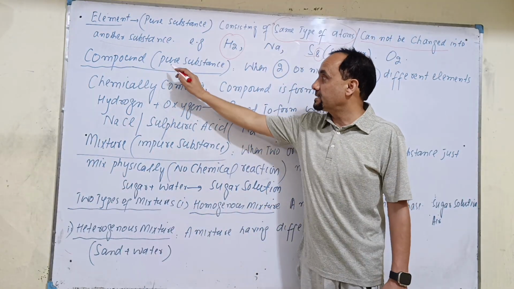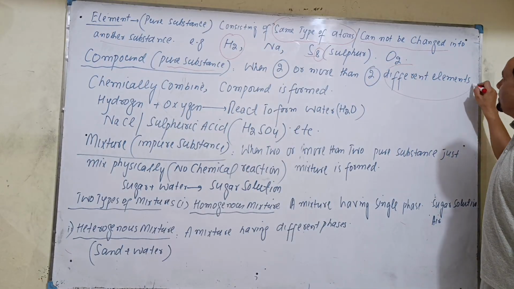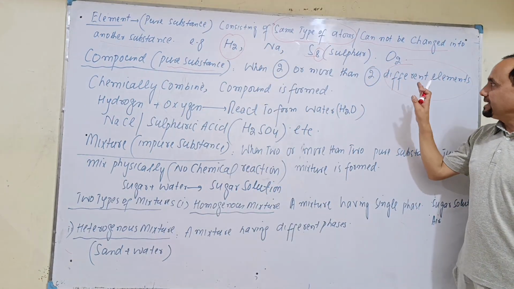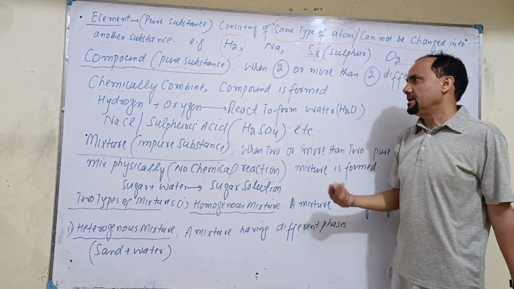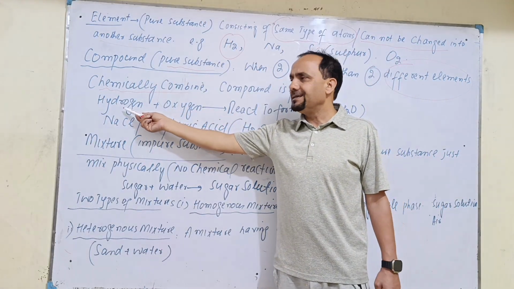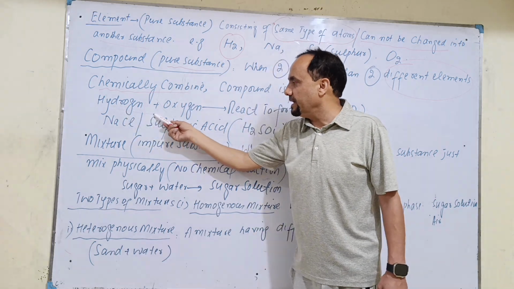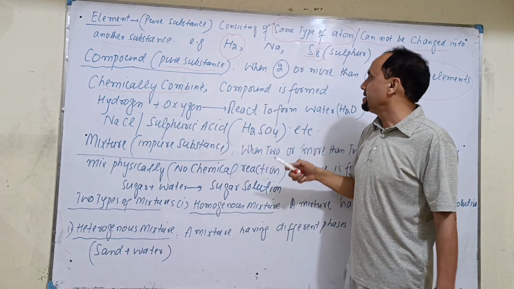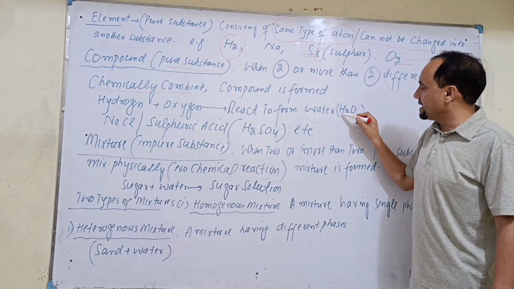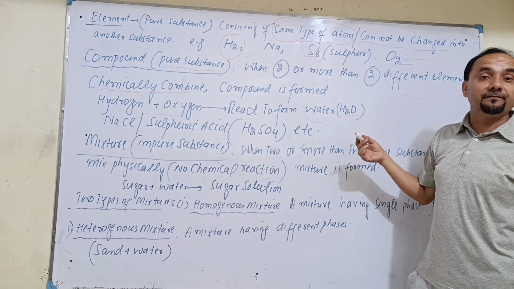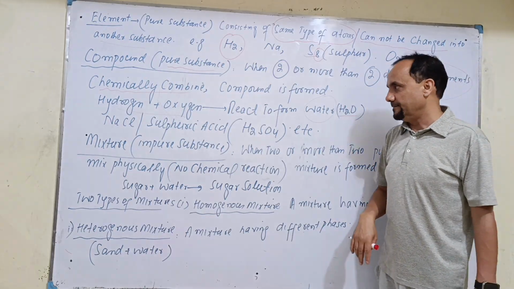Now compound, it's also a pure substance. When 2 or more than 2 different elements, not same, different elements, chemically combine, a compound is formed. Look at one example. Hydrogen is an element, oxygen is another element. So these are 2 different elements. When they chemically react, water is formed. What is the formula for water? H2O. It contains hydrogen and oxygen, and these are different elements, and they are chemically combined. There is a fixed formula.